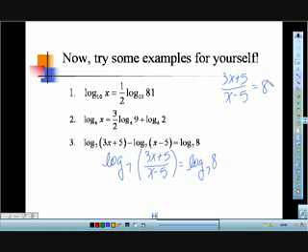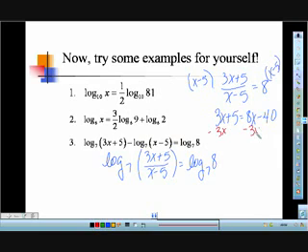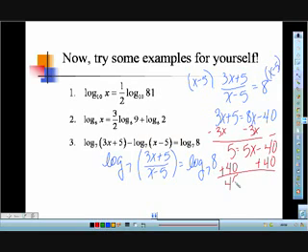I'm hoping nobody tried to cancel the 5's because everything is held together by addition and subtraction. So we can multiply both sides by x minus 5. And that's going to give me 3x plus 5 equals 8x minus 40. Subtract the 3x from both sides. You'll get 5 equals 5x minus 40. Add the 40, which will be 45 equals 5x. And then divide both sides by 5, and you'll get x equals 9.